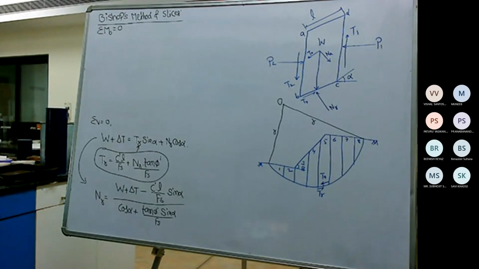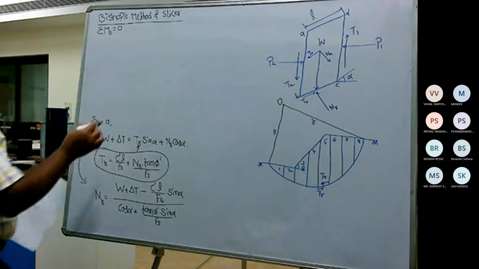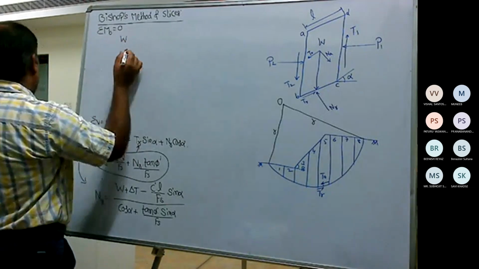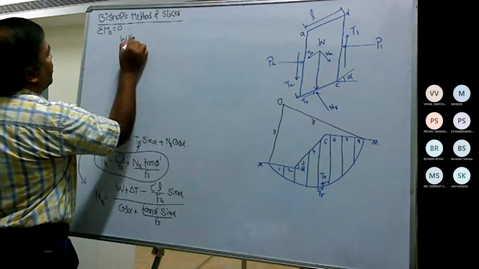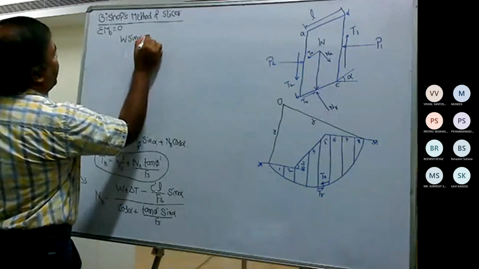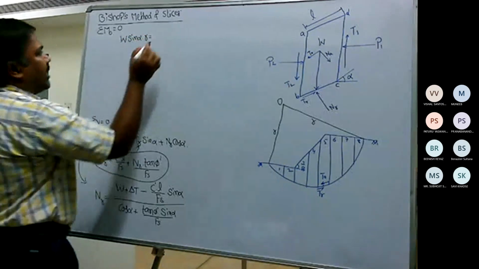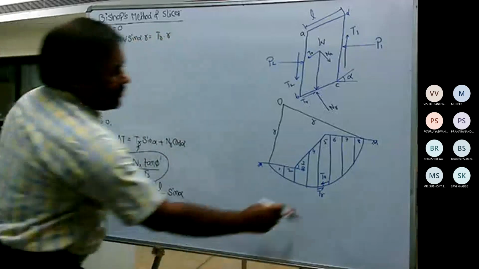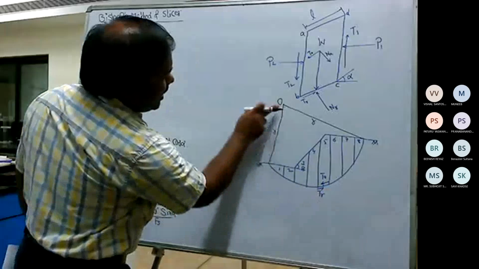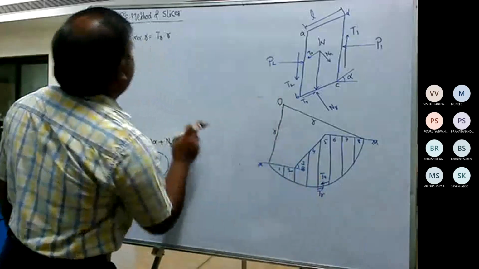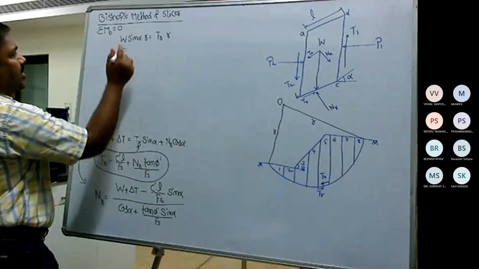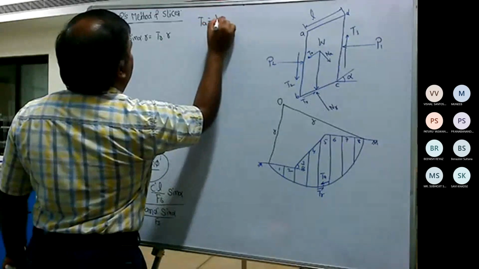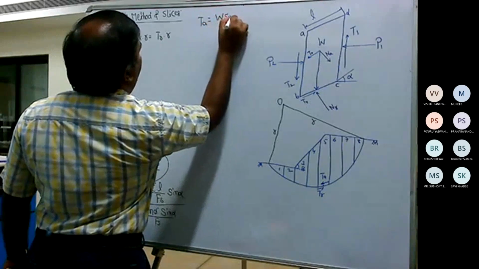If you take summation of all the moments about O, then what we get is W sine alpha into R, so TR into R. Same thing: TR multiplied by R and TA multiplied by R. So your TA is nothing but W sine alpha.